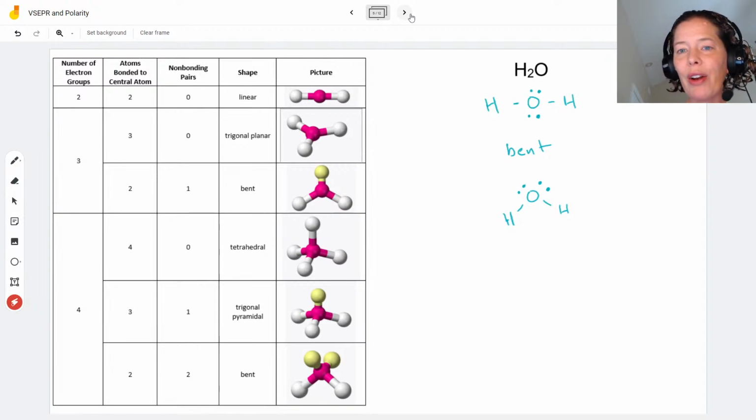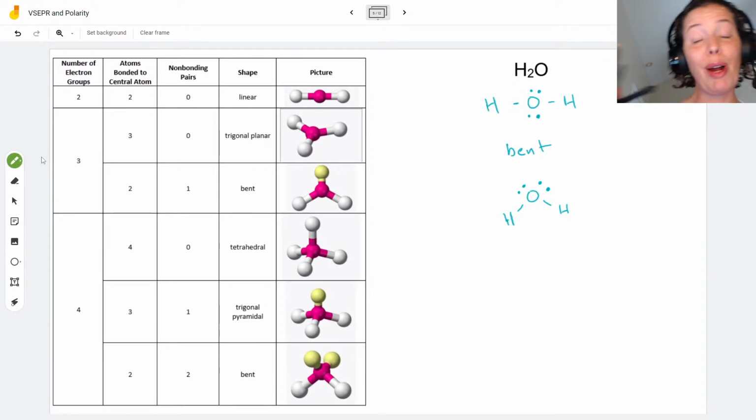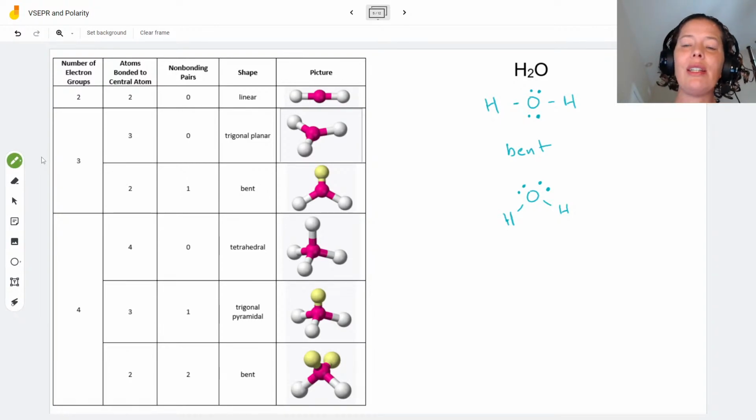Okay, let's go to water. All right, again, water is bent, and I'm going to draw my bond polarities in my proper shape. So yes, there is a difference in electronegativity between oxygen and hydrogen, where oxygen is the more electronegative atom.